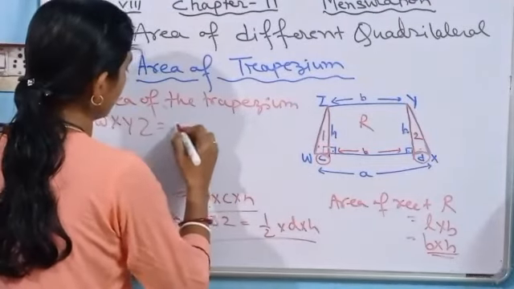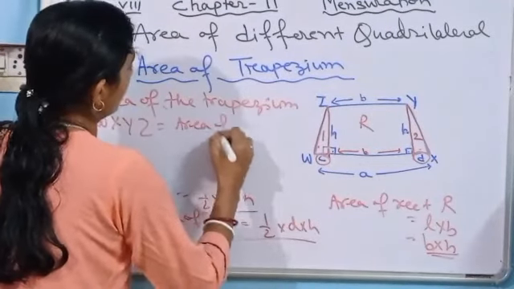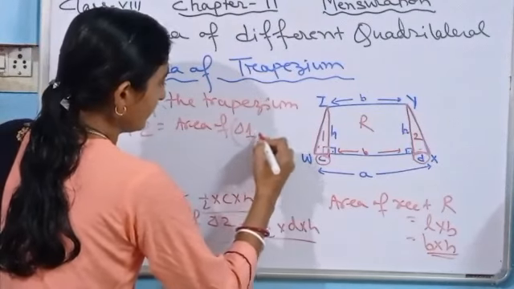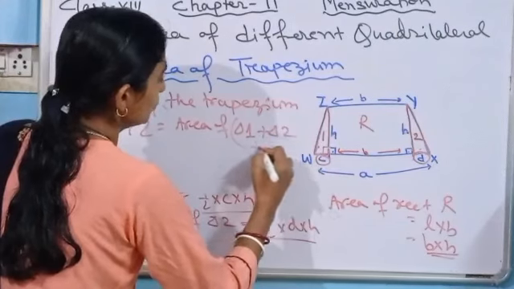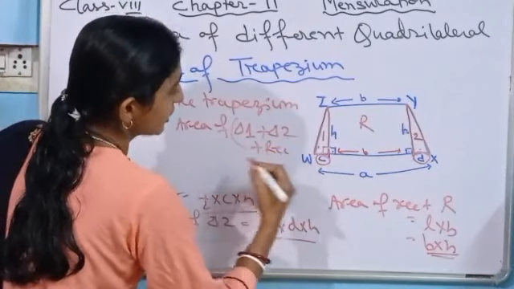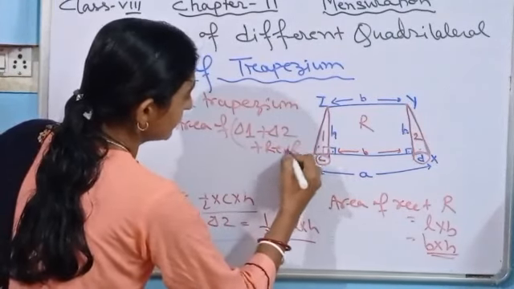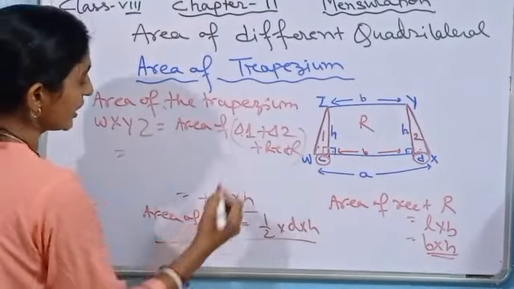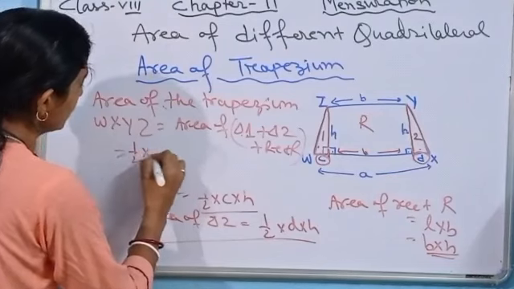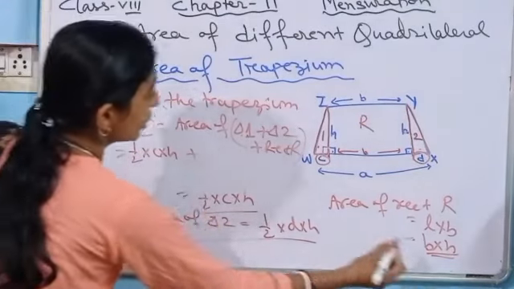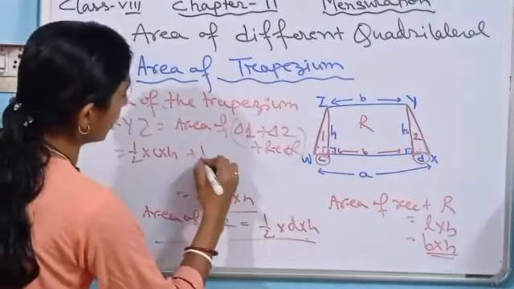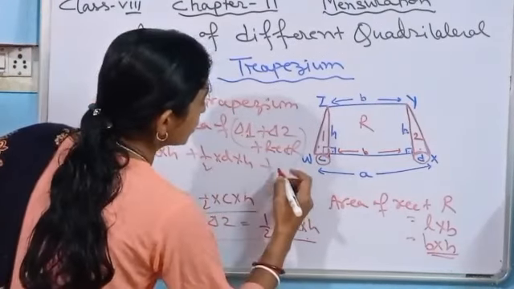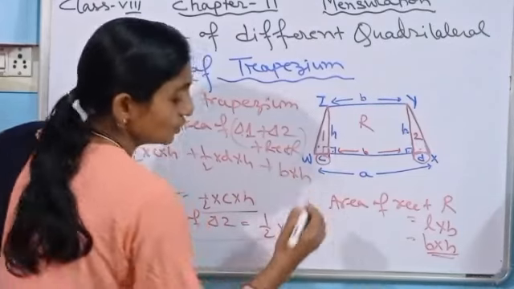Sum of the 2 triangles and the rectangle. So the area of, first one is triangle 1 plus triangle 2 plus rectangle R. These three things I have to add. So what is the area of the first triangle I have got? It was half into C into H. Then the area of the second triangle I had got is half into D into H. And the area of the rectangle I have got is B into H.